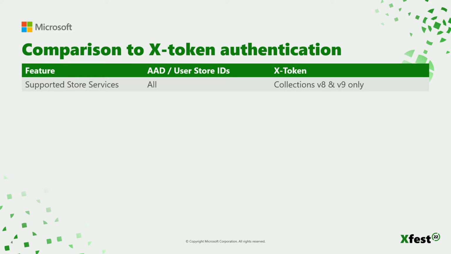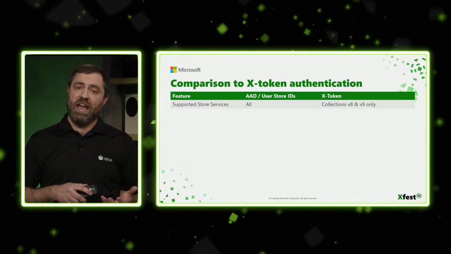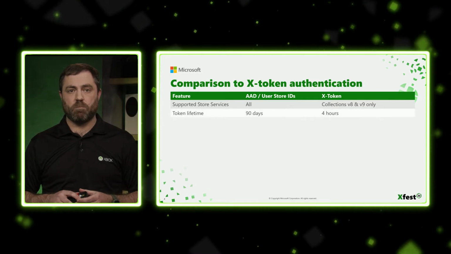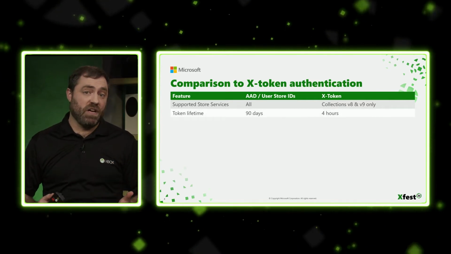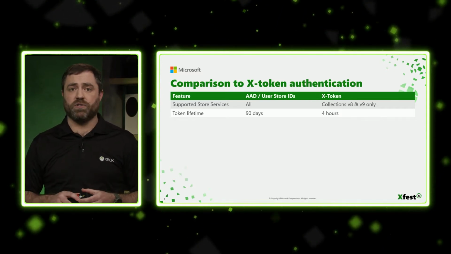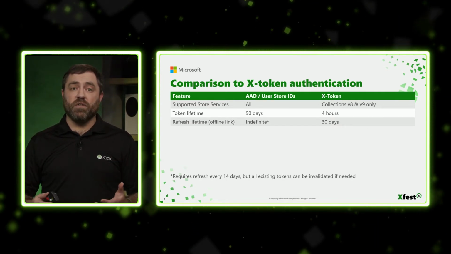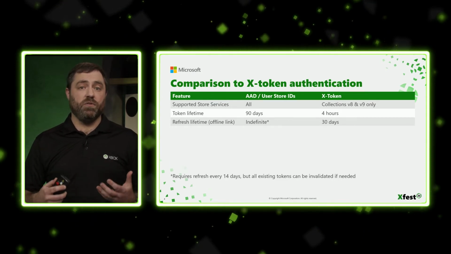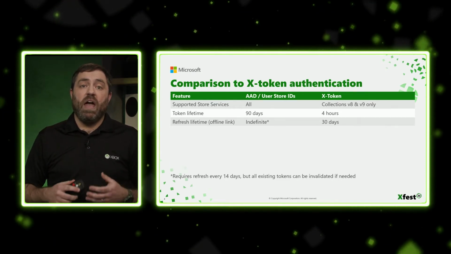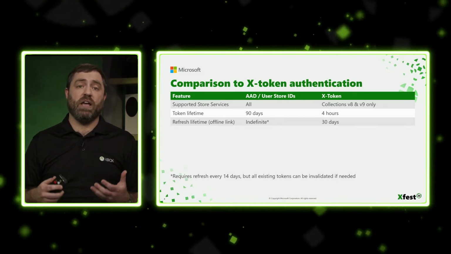The first advantage is that user store IDs are supported by all existing and future store services. X tokens are only valid for calling the Collections version 8 and version 9 APIs. A user store ID's lifetime is greater at 90 days compared to an X token's few hours. Additionally, user store IDs can be refreshed on your service without a client or user interaction indefinitely. X tokens can only be refreshed for 30 days before requiring a new client login.